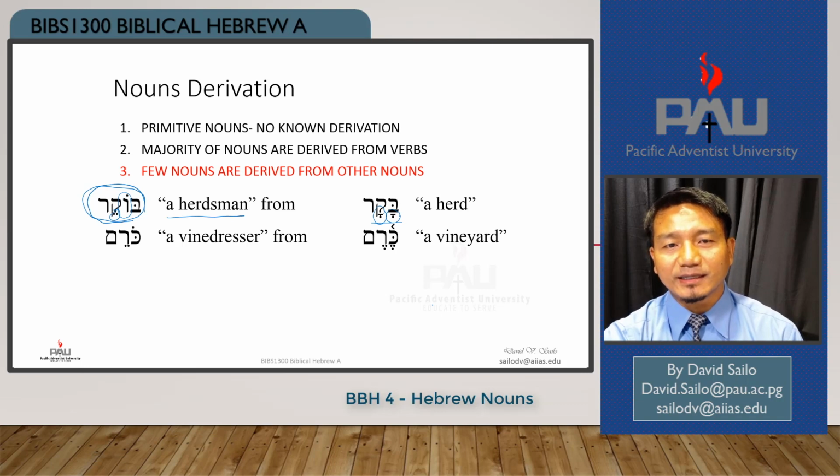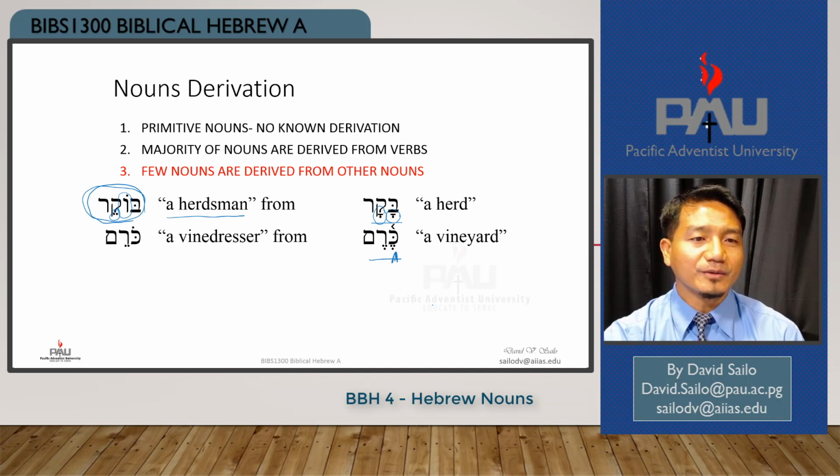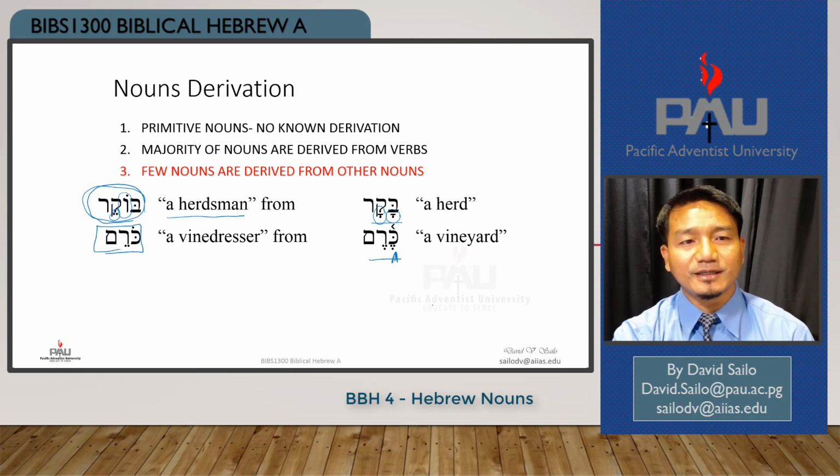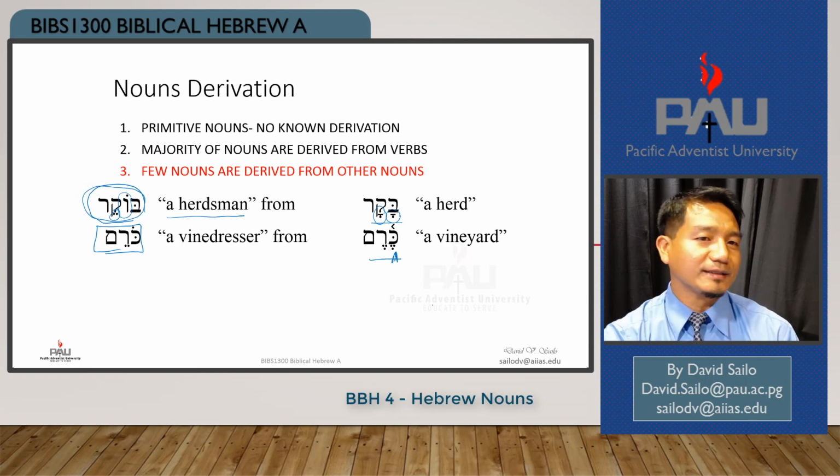This is Kerem. The tone syllable is the K. Kerem, vineyard. From here, we have Korem, the one who takes care of the vineyard, called vine dresser. Again, this is a participle, but however, it is used as a noun.